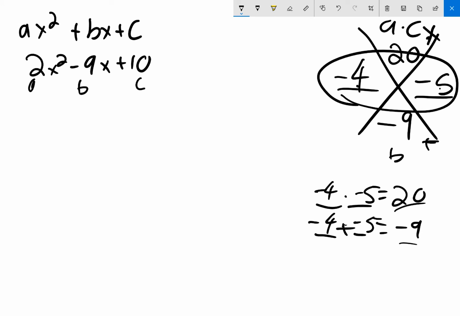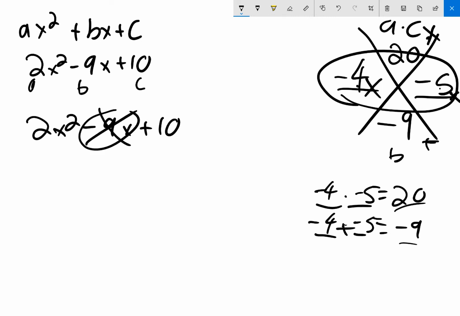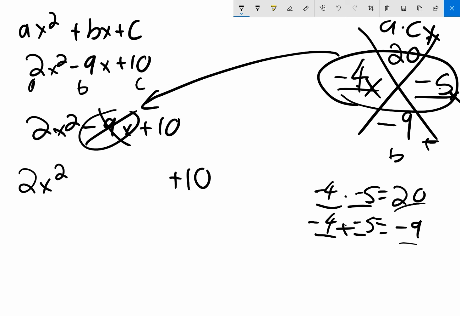Now I'm going to start my factoring. So this whole time I'm just trying to solve this puzzle to find these numbers, but I'm going to use these numbers to start factoring. So remember, what I'm going to do with these numbers is take them and use them as x terms to replace the original x terms. So these are going to take the negative 9x place. So when I write my polynomial out, I still have 2x squared, and I'm still going to have 10 at the end. But in between them, instead of having 9x there, I'm going to have negative 4x and negative 5x.